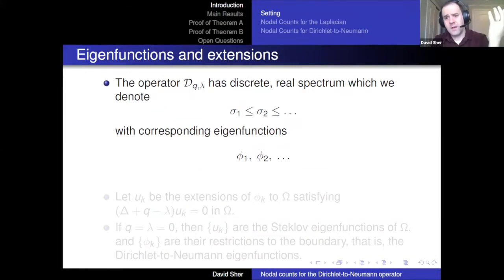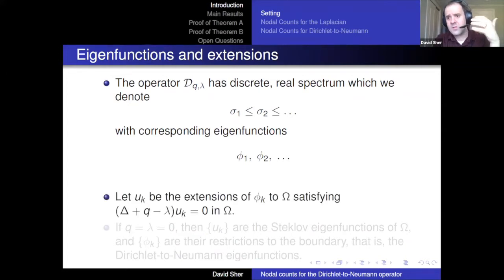Under these assumptions, which are again fairly weak, the operator does have a discrete real spectrum. It's self-adjoint. It's bounded below. It's not necessarily non-negative, of course, depending on lambda. But we're going to let sigma 1 be the smallest eigenvalue of this operator, sigma 2, etc. And the corresponding eigenfunctions are phi 1, phi 2, etc. Now, those eigenfunctions, of course, live on the boundary. So these are boundary objects. And as per usual, we often consider the extensions which satisfy the Schrodinger equation in the interior, so the things you're taking the normal derivatives of.